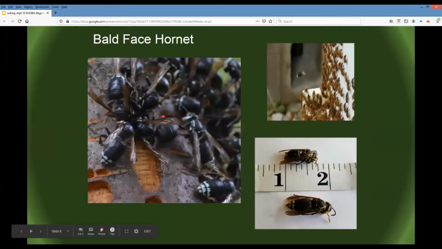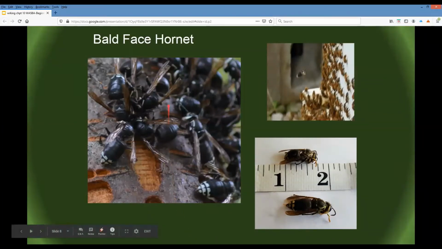Then we have bald-faced hornets, and they're one of the two main vespid predators of honeybee colonies, along with yellow jackets. It's not actually a hornet, although it's called a bald-faced hornet. It's a yellow jacket. It's larger, and it has the white facial markings from which the name originates.